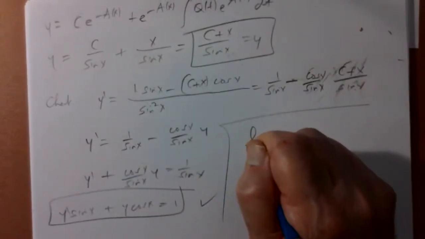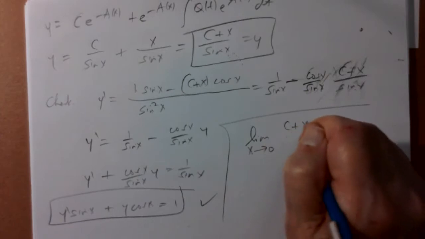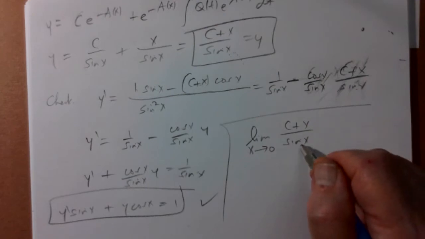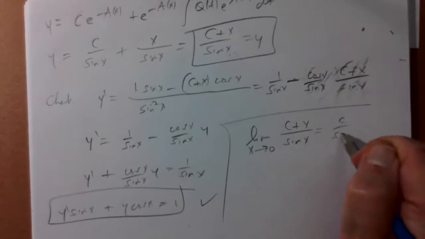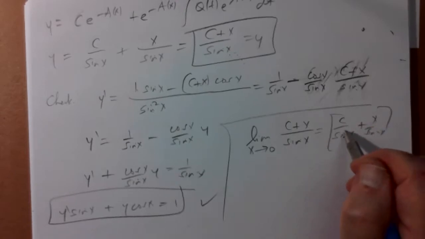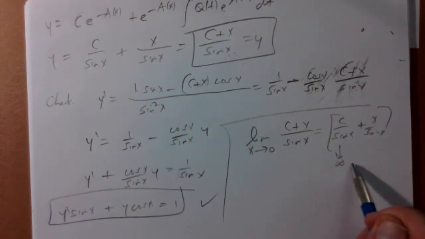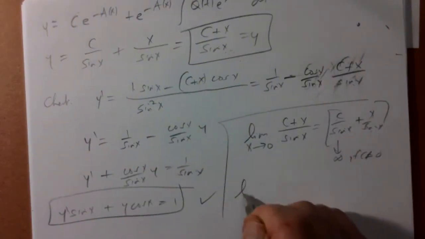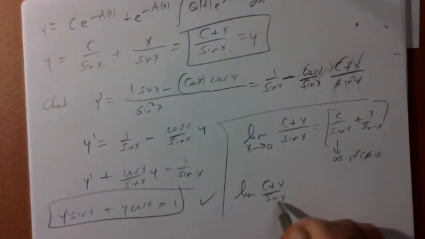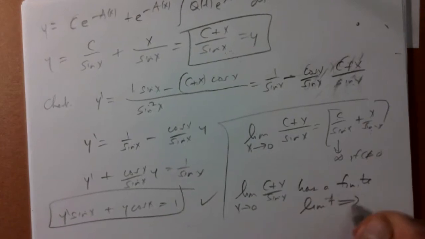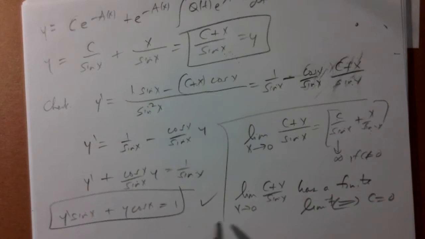Prove that exactly one of these solutions has a finite limit as x goes to 0. Well, the limit as x goes to 0 of c plus x over sine x is what? Well, this is c over sine x plus x over sine x. As x goes to 0, if c is different from 0, this would go to infinity, and this goes to 1. So the limit of c plus x over sine x as x goes to 0 has a finite limit if and only if c is 0. And in that case, the limit is 1.